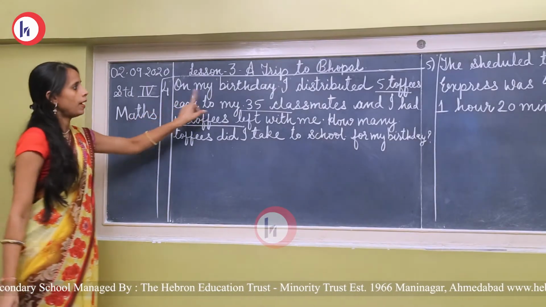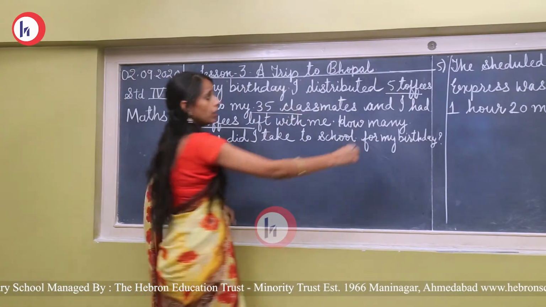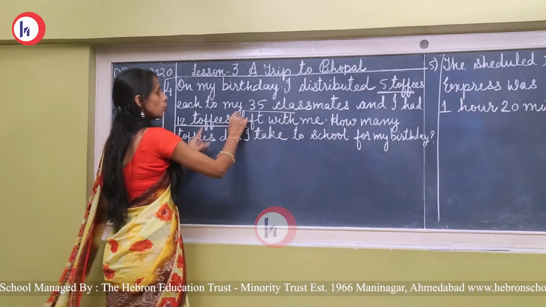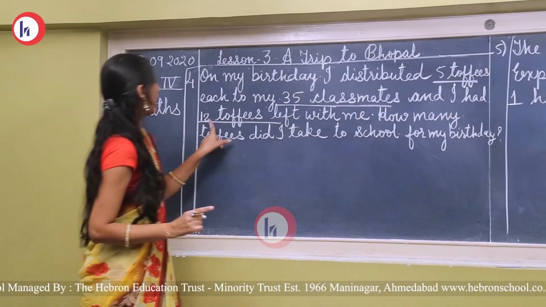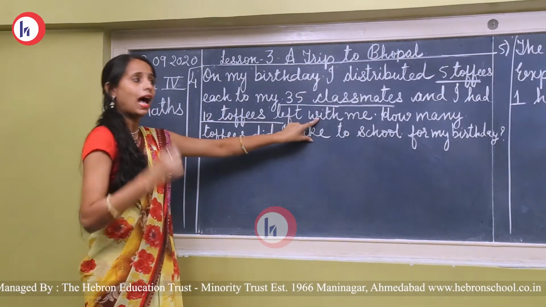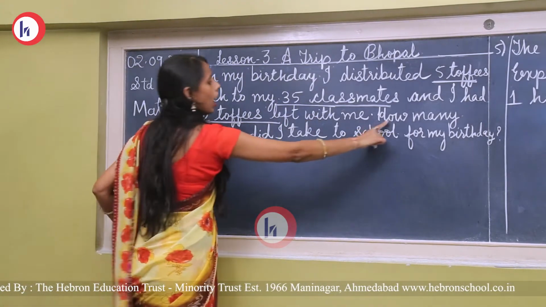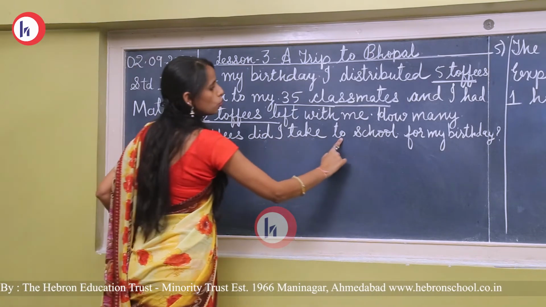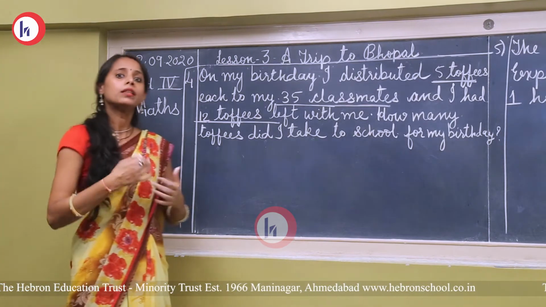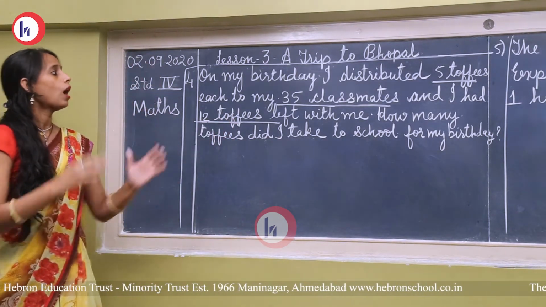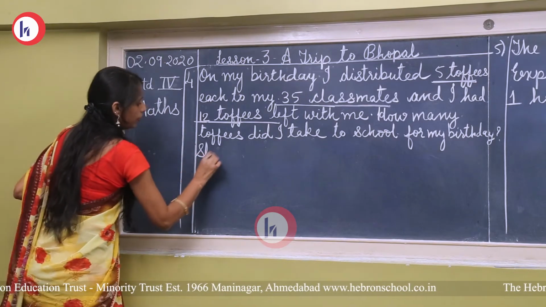Next question is, on my birthday, I distributed 5 toffees each to my 35 classmates. So here 5 toffees and each student get. And how many classmates are there? 35 classmates. And I had 12 toffees left with me. After distributed toffees, how many toffees left? 12 toffees. Okay. How many toffees did I take to school for my birthday at starting? Before distributed, how many toffees with me? So first of all, we have to find out how many toffees I distributed to my classmate. So we'll write statement.